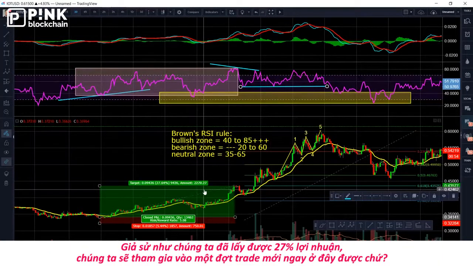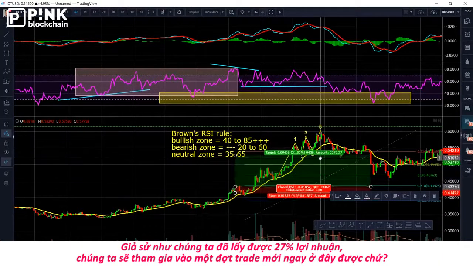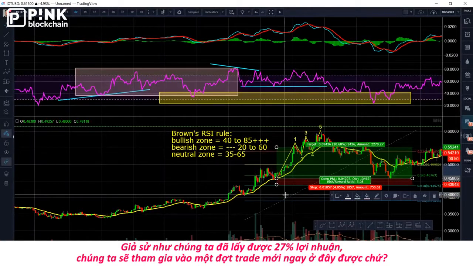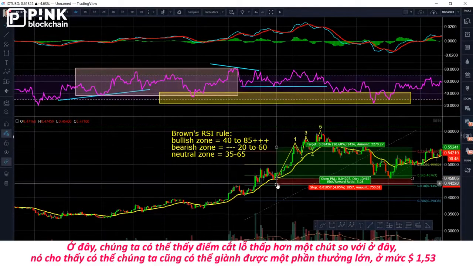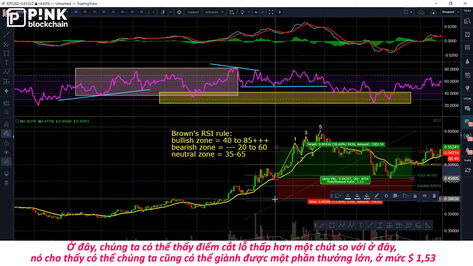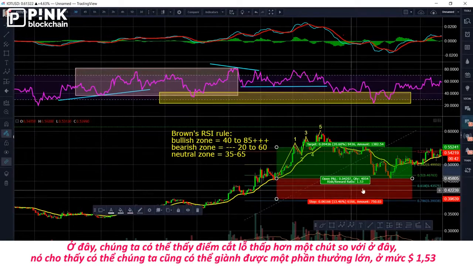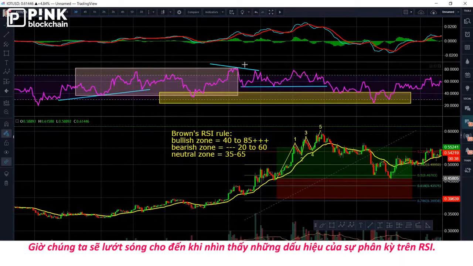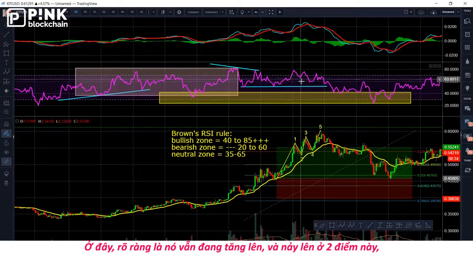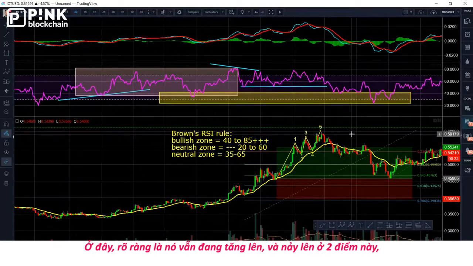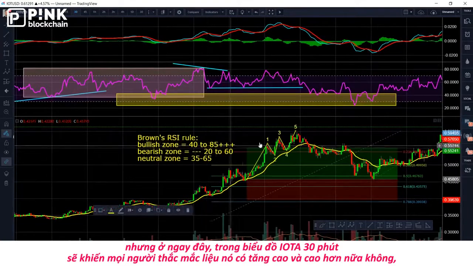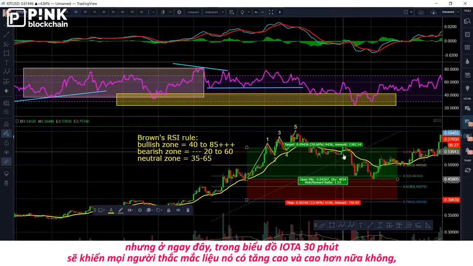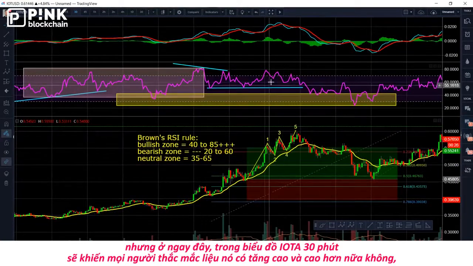And because it's a support, I see very clearly that it is not going to go lower than that for a while. Now that we've taken our 27% profit, we would have entered another trade right here, guys, okay? Right here, we would have set our stop loss slightly lower than here, so it would have been very, very nice risk to reward as well at 1.53. Now we're going to ride it until we start to see signs of divergence on the RSI, right? Here it's clearly still going up, right? It bounced off of these 2 points, but this is the point right here on the IOTA 30-minute chart that is going to make everyone wonder, is it going higher or lower?